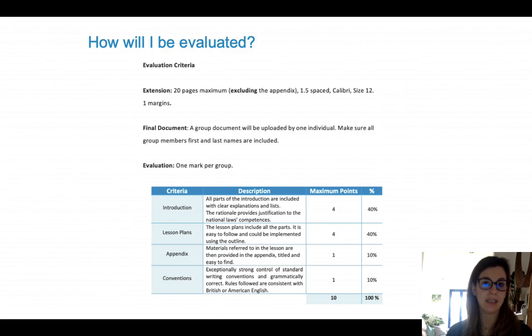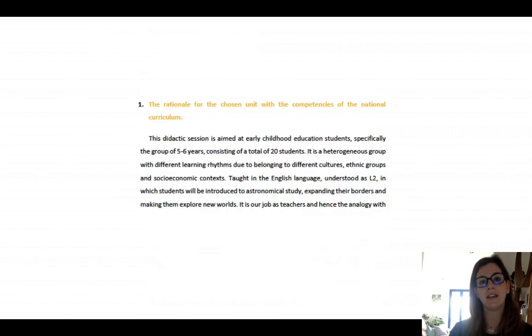And they should be titled and easy to find. And then finally, the conventions, right? So let's take a look at that example. I'm not including everything in here because I think it's really important that you put your own spin and your own creativity on it. So I'm just giving you the beginning sections of each section so you can have an idea.